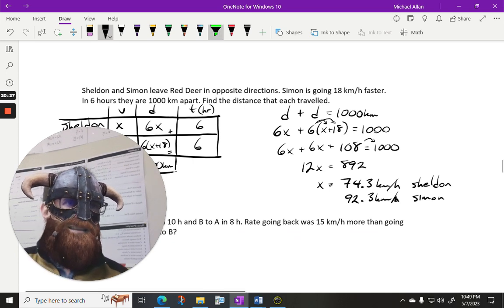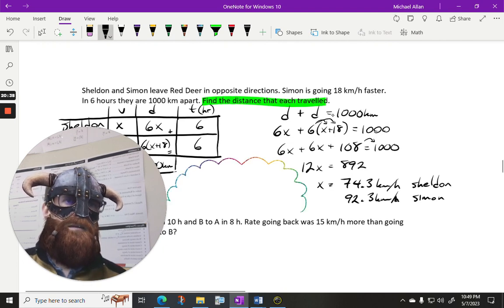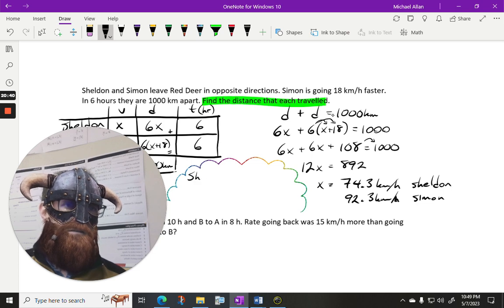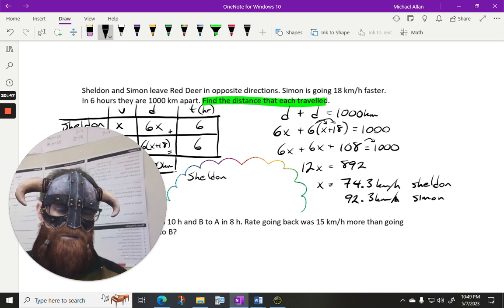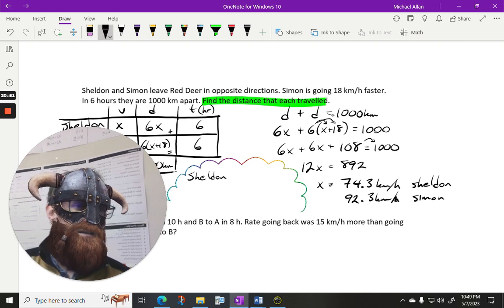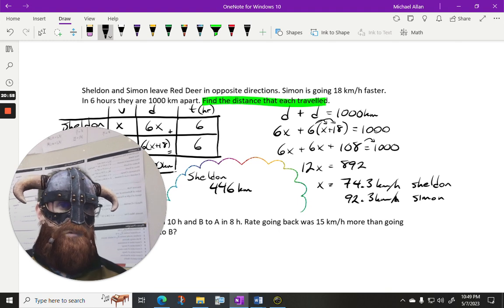It asked for find the distance they travel. Okay, so let's just write that in this little bubble right over here. I'm going to create a little bubble. All right. So Sheldon's distance is 6 hours times his speed. Okay, so I'm just going to do that. So I got the 74.33333. Going to times it by 6. So Sheldon traveled 446 kilometers. Okay, that's not bad.